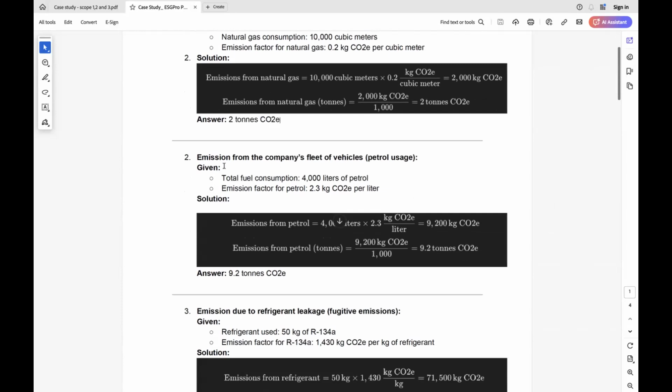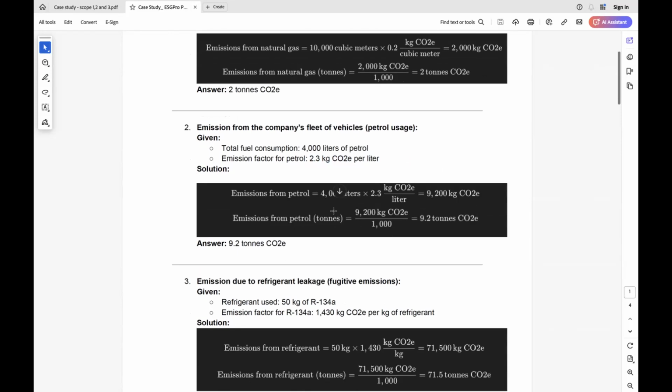Second, emission from the company's fleet of vehicles, specifically petrol users in India. We need to find that out. What did we do? We look into total fuel consumption, which is 4,000 liters of petrol used in vehicles. Then the emission factor of 2.3 kg carbon dioxide equivalent per liter. That's a number we will get from DEFRA, IPCC or CEC or industry specific data. We multiply 4,000 by 2.3 kilograms carbon dioxide equivalent per liter and get an answer of 9,200 kg.